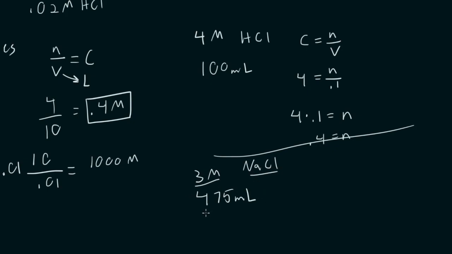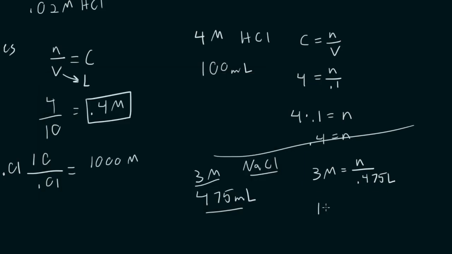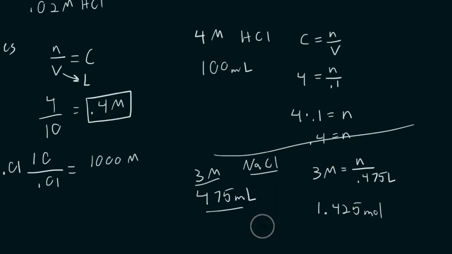There we go. And so I've got a solution of NaCl. It's a 3 molar solution, and I've got 475 milliliters of it. How many moles is that going to be? Well, 3 molar equals number of moles divided by volume, and that's going to be 0.475 liters. So we can take 3 times 0.475. That'll give us 1.425 moles.